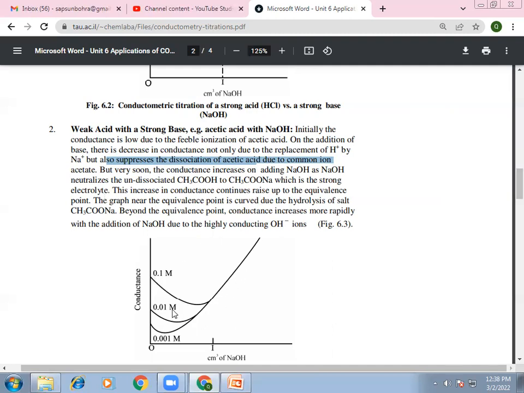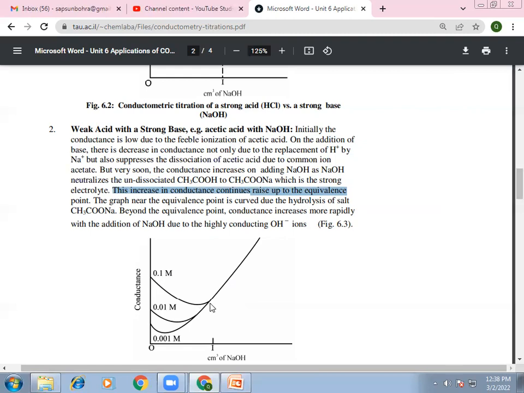Okay, you can see then the conductance slowly increases because on adding NaOH, your NaOH has neutralized the undissociated CH3COOH to sodium acetate, and this is a strong electrolyte. So as soon as your NaOH neutralizes CH3COOH, there is a formation of sodium acetate, and this sodium acetate is a strong electrolyte. So there is an increase in the conductance, and that continues up to the equivalence point.